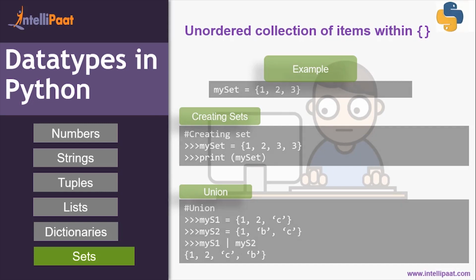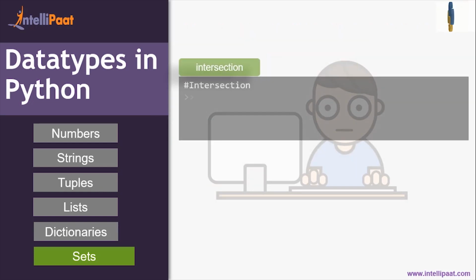Fine. Next is the intersection. Well, intersection is used to return the common result from both of them. That is AND of my set S1 and my set S2. So what are the common elements in both of them? We have 1, 2, C, 1, B, C. So we have 1 and C common in both the sets. So we got the output as 1 and C. Fine.